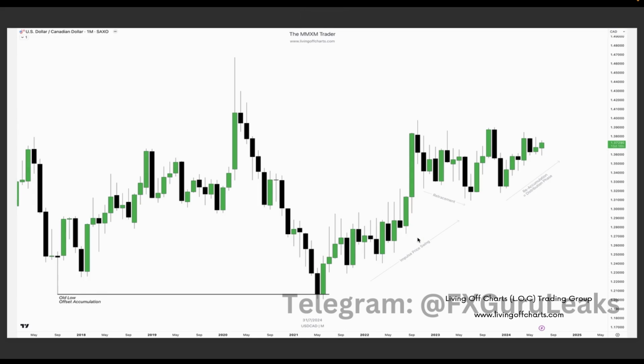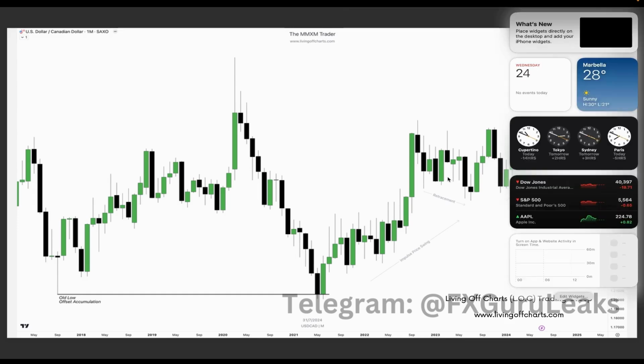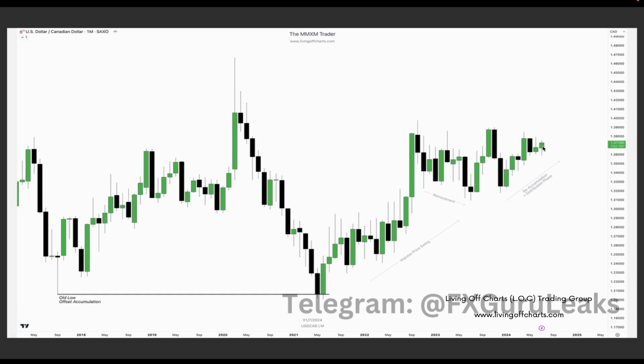Now, looking at the USD CAD chart here, this is where we call the longs, this candle right here. Last week, we called the longs here in the Discord group. On the higher time frame, this is a monthly chart. Offset accumulation occurs below an all low. It's a separate price swing in this case.